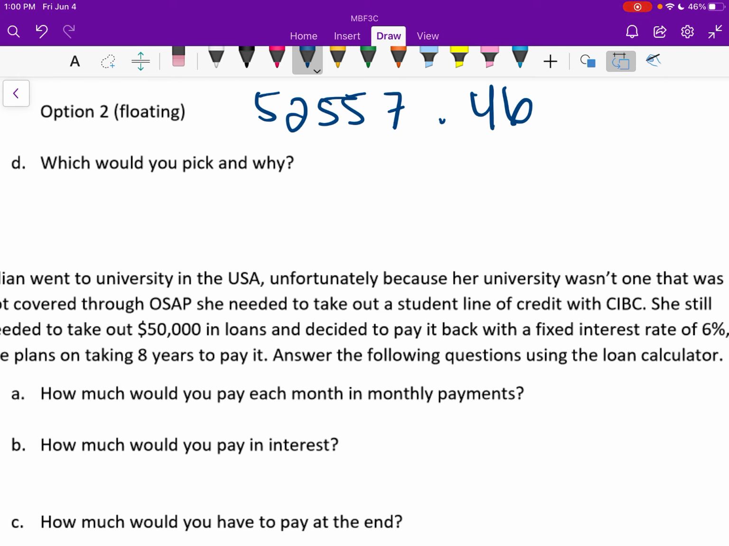I personally would pick the floating, but it is more risky. The chances that the prime rate will go up are possible, right? So you might end up paying more. It depends on whatever works for you in that moment. If you have a high prime rate going in, you might choose floating because you think it'll drop. If you have a low prime rate going in, you might say, I don't think the prime's going to drop any more than this. Let me just fix it at this, so that I just know how much I need to pay off right away.